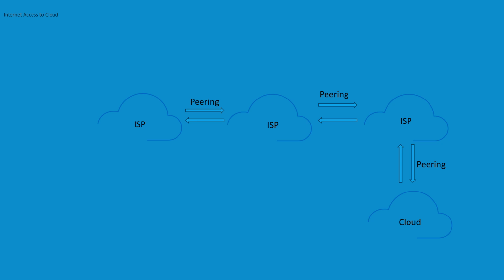The internet operates through exchanging routing information over BGP peering. So let's say this is ISP1, this is ISP2, this is ISP3, and this is the Azure cloud. They all are going to have some sort of BGP peering between each other, where they exchange the IP routes. And this peering can be of two types. One is going to be the normal peering, another one is going to be the transit peering.